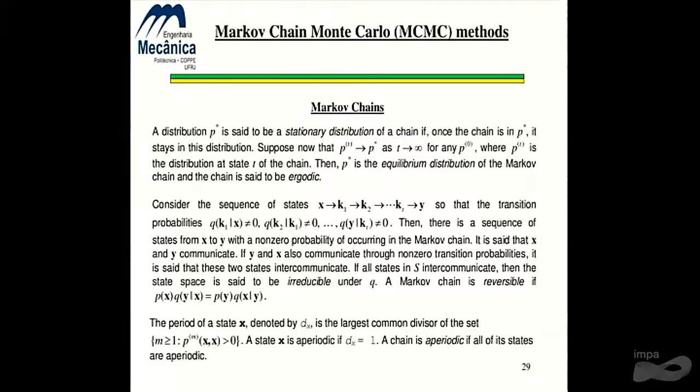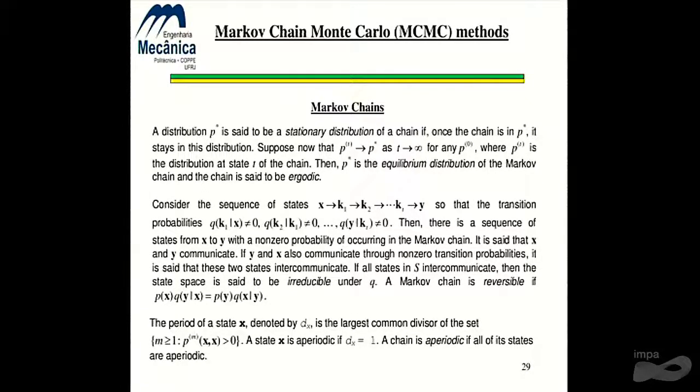Which means that the probability of moving from x to k1, from k1 to k2, and so on, until we get from kt to y, if all those probability distributions are different from 0, then we say that the states x and y communicate.